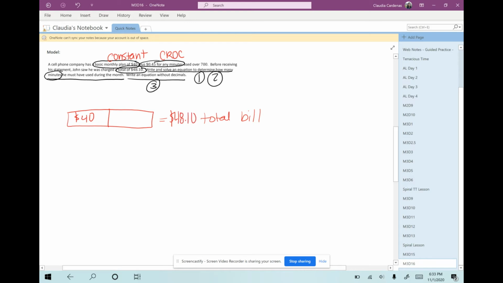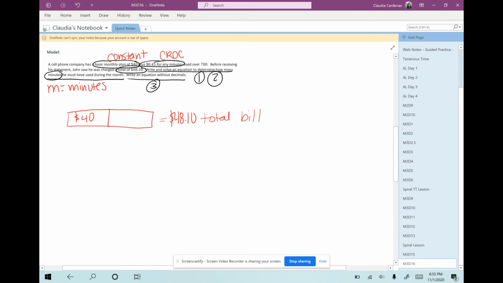So the problem is telling us to write and solve an equation to determine how many minutes he must have used during the month. So what does it want us to solve for? It wants us to solve for the number of minutes. So what variable can I use to represent the missing minutes? Let's go ahead and use M. So M equals the minutes that we're trying to find.